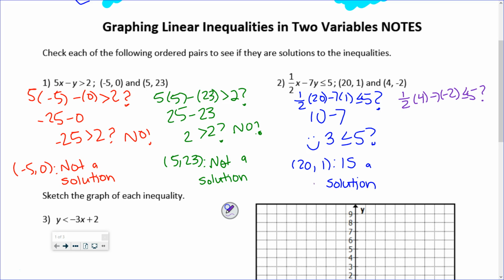Tyler. Okay, Tyler. The point 4, -2. Did you say it was or was not? It was not. Okay, let's see if he's right. What is 1/2 of 4? It is 2. What is -7 times -2? Positive 14. What is 2 plus 14? Is 16 less than or equal to 5? No, it is not. So, is the point 4, -2 a solution? It is not a solution.